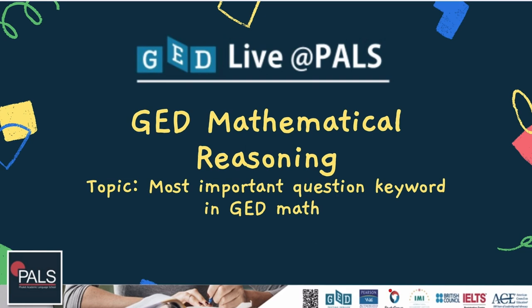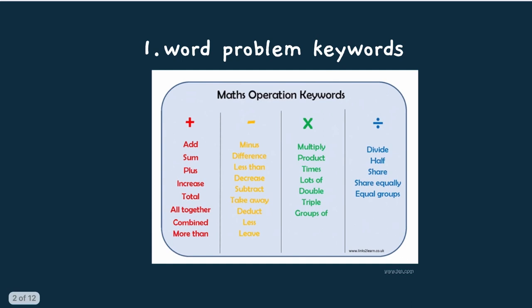Today we're gonna do GED mathematical reasoning. The topic today is the most important question keywords in the GED math. Okay, let's go. The first thing, word problem keywords.